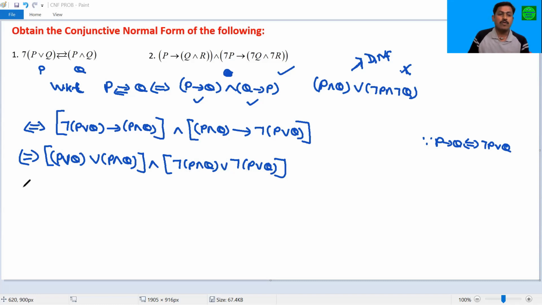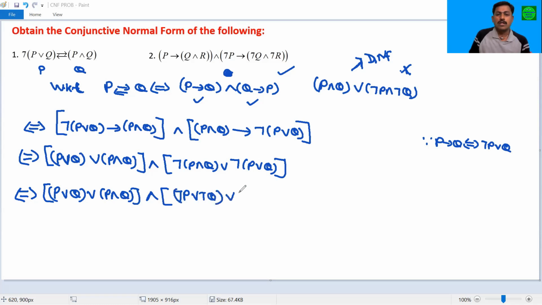Now we are going for the second step. If necessary, apply De Morgan's law. Here if you observe these two terms, De Morgan's law is necessary, so we can apply it. So that is P or Q, or P and Q. And here if you apply De Morgan's law, we can write not P or not Q, or here not P and not Q. Still we didn't get our conjunctive normal form.